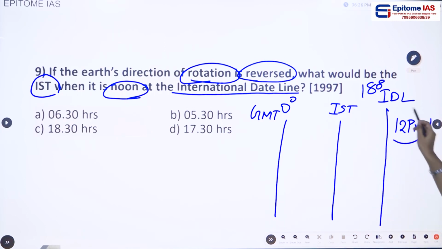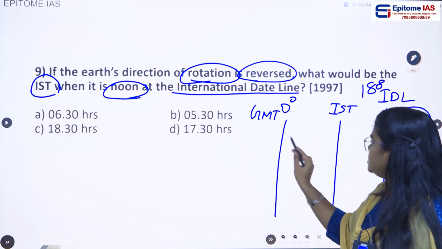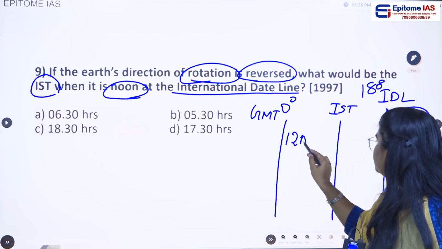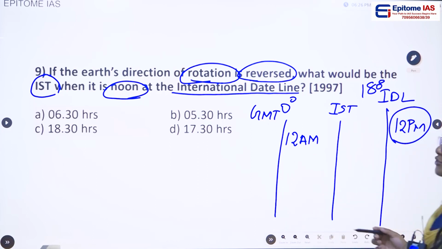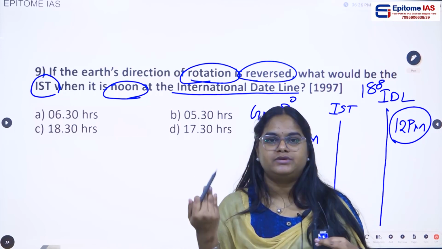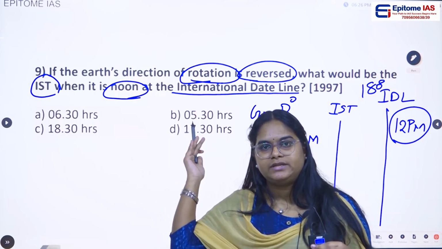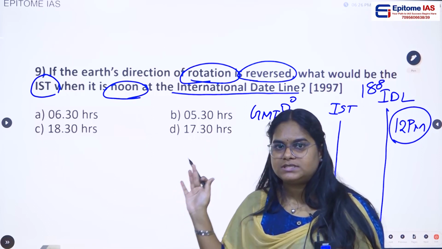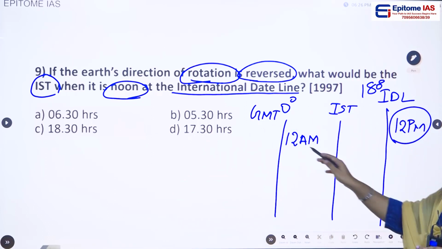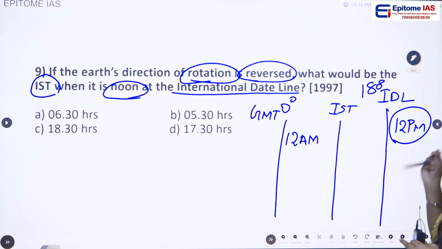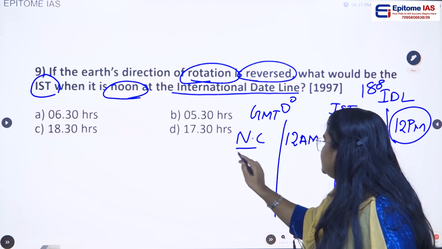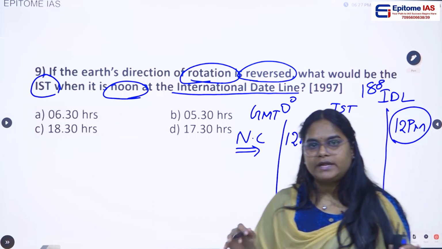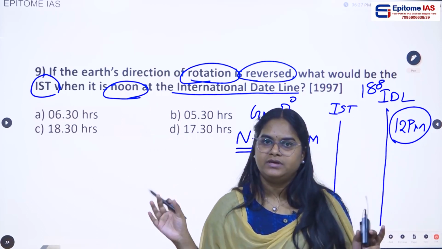Now, when it is 12 p.m. in the international dateline, what would be the time in GMT? Simple, it is going to be 12 a.m. Because the GMT and the international dateline have half of the Earth covered from here to here. It's 0 degree and that is 180 degree, exactly opposite. So it is going to be 12 a.m. in the GMT and 12 p.m. in the international dateline. First let us see what is going to happen in the normal condition, and then we'll go to the hypothetical condition given in the question.